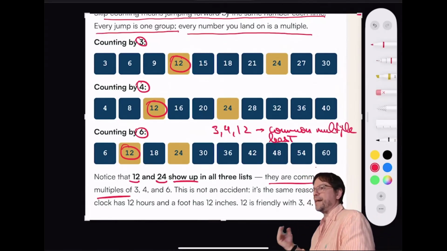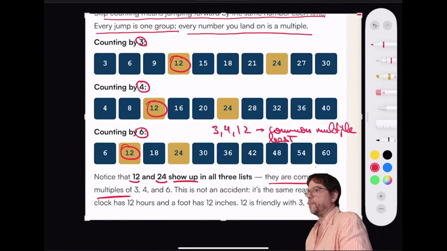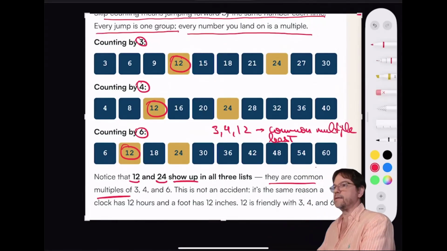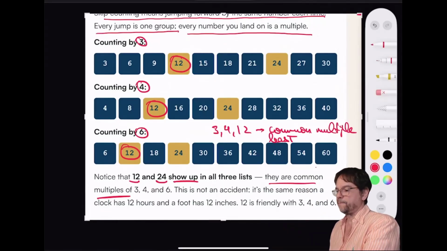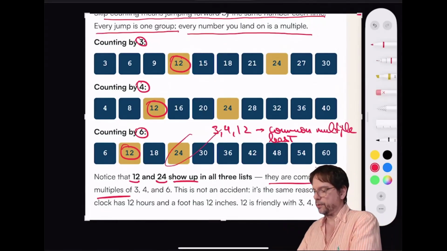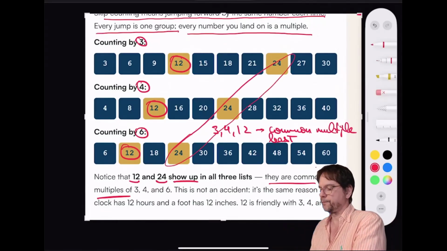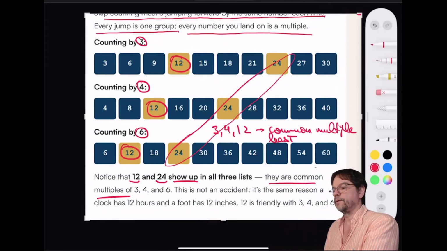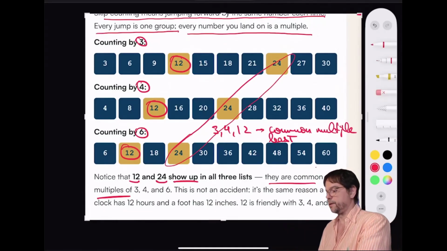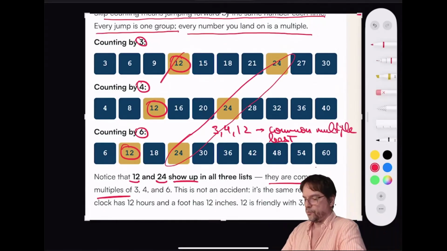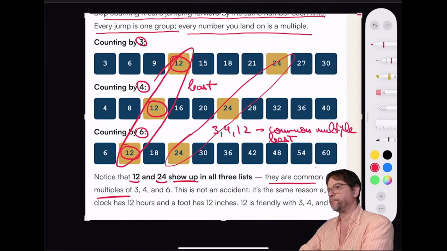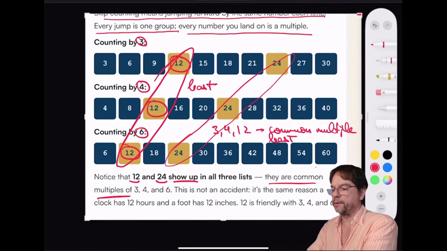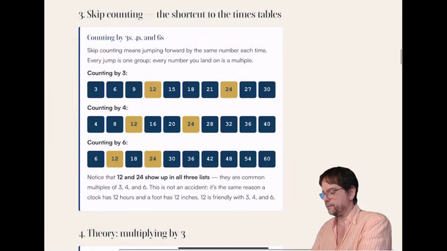There are other techniques to find the least common multiple without listing the multiples. Another common multiple is 24, and so on. So 12 is a common multiple and is the least one among them. This is another property. Okay?